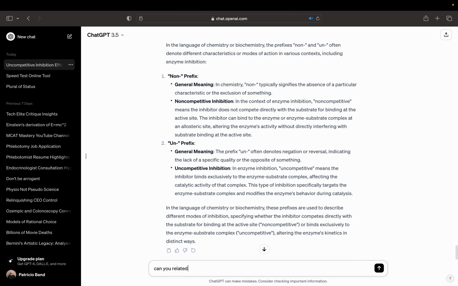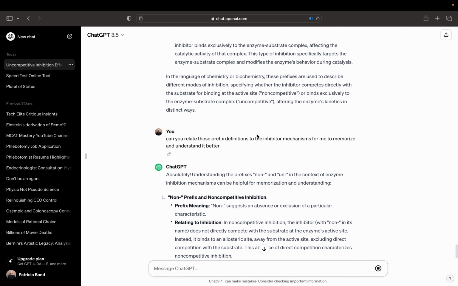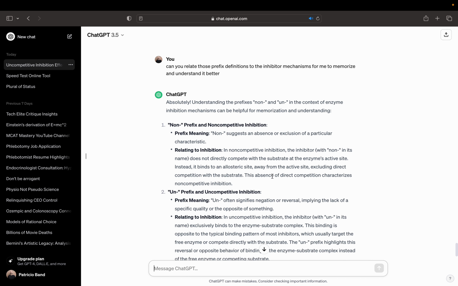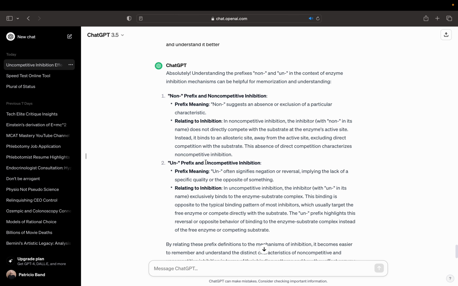Can you relate those prefix definitions to the inhibitor mechanisms for me to memorize and understand it better? Non, absence: does not directly compete, binds to an allosteric site away from the active site, excluding direct competition with the substrate.